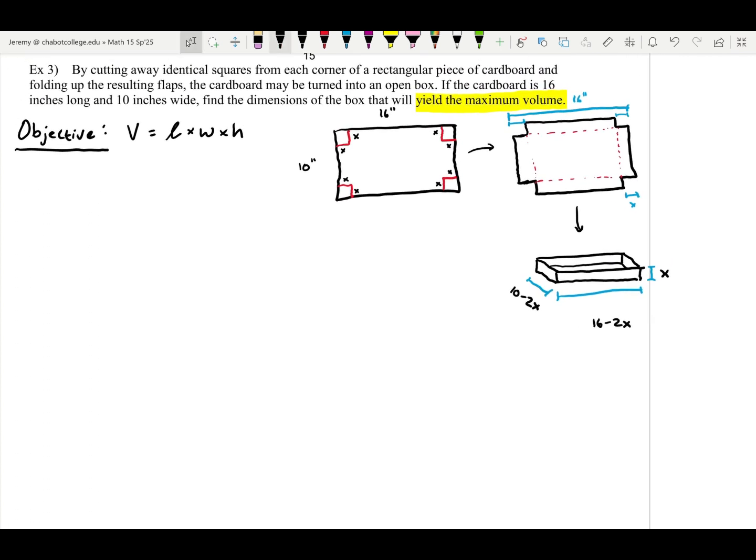So the volume I can now express as V of x. Length times width times height is just going to be the product of those three dimensions I just wrote off to the right. So it'll be 10 minus 2x times 16 minus 2x times the height, which is just x. So here is my objective function, and I want to maximize that.